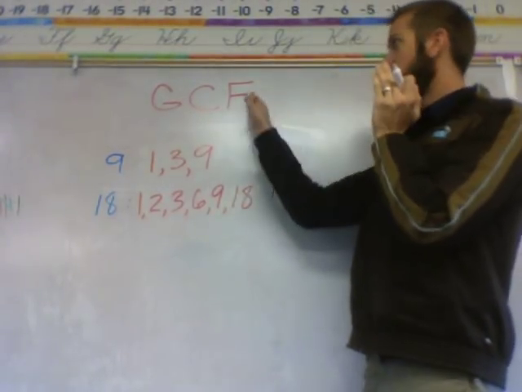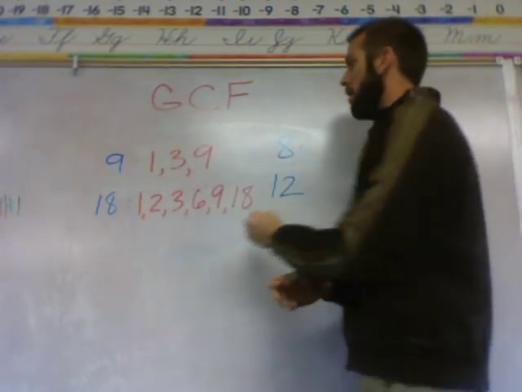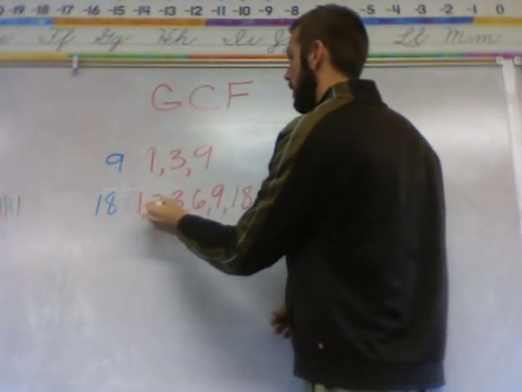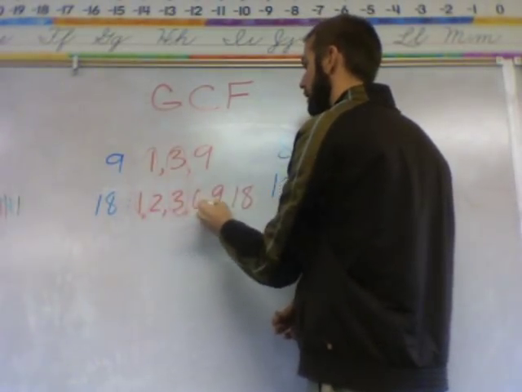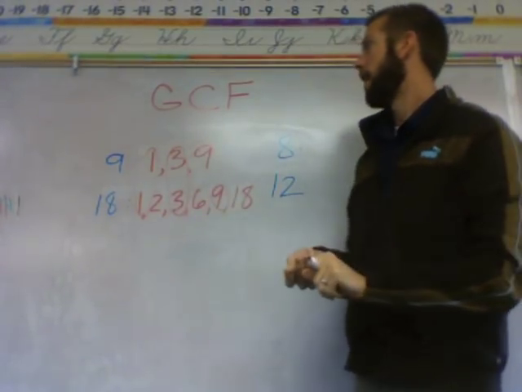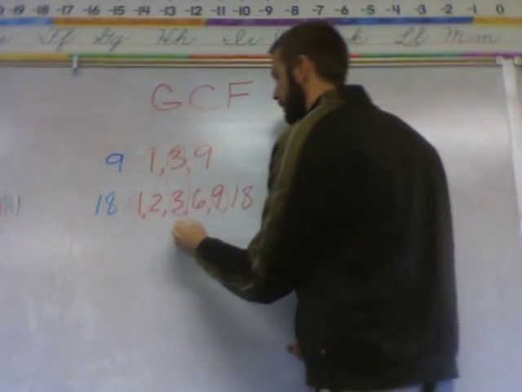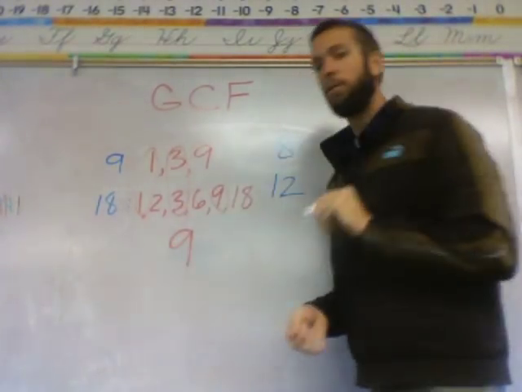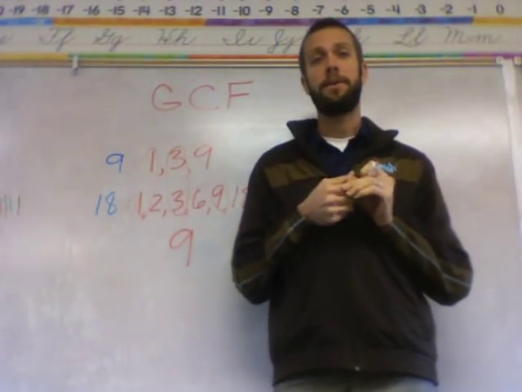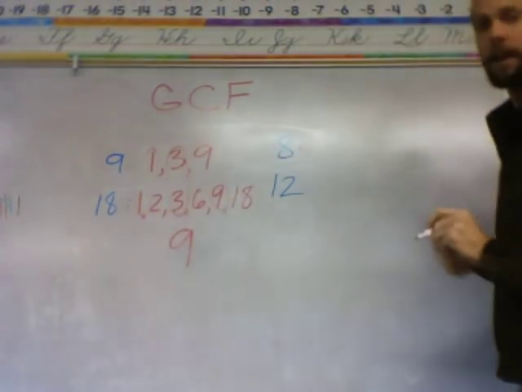Now we use the three letters here. We found the factors. Which ones do they have in common? Well, they both have a 1, and sometimes students circle these. They both have a 3, and they both have a 9. 1, 3, 9. Now, the greatest. Which one's the greatest? 9. So when I'm looking for what is your answer, what's the greatest common factor between 9 and 18? It's 9.